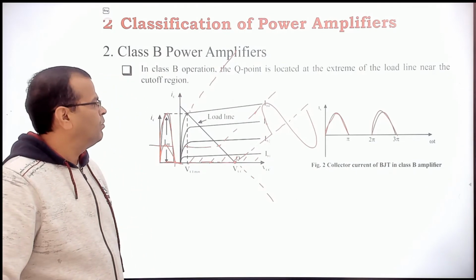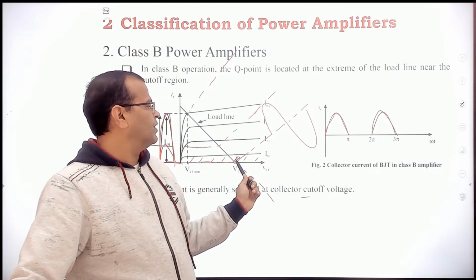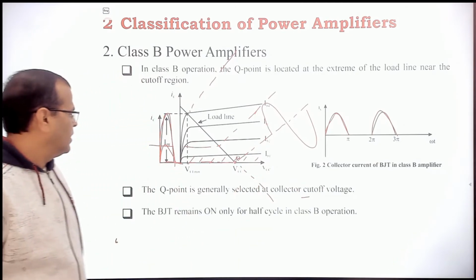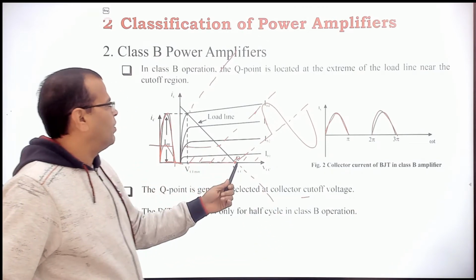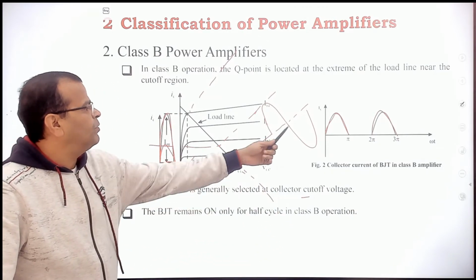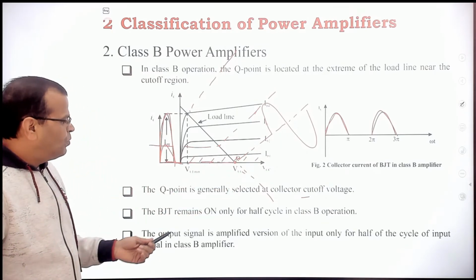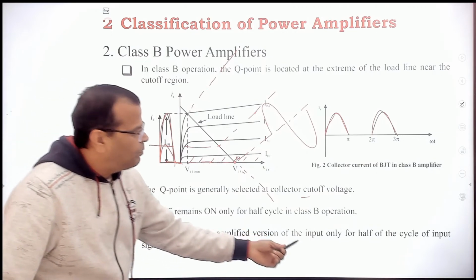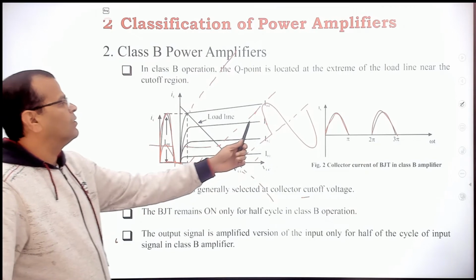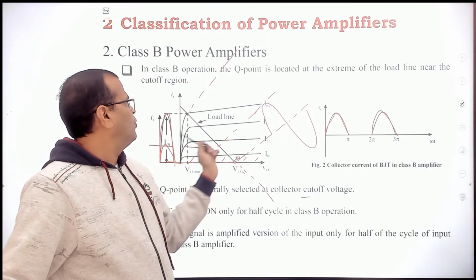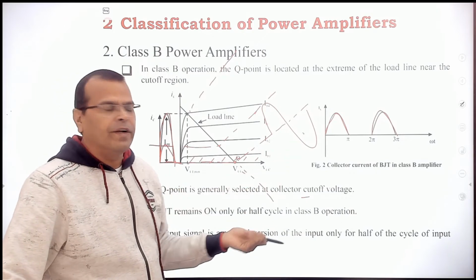So remember these points. The Q point is generally selected at collector cutoff voltage, so near this point. Then the BJT conducts only for half cycle in class B operation. Why? Because for the negative half cycle of the input signal, your device is off. Then the output signal is an amplified version of the input only for half cycle, so here your output is amplified only for the positive half cycle. For the negative half cycle, your device is off, right?